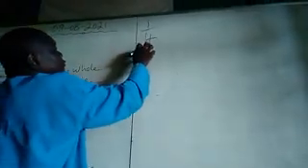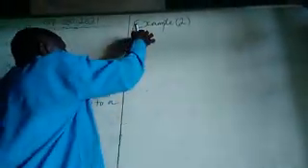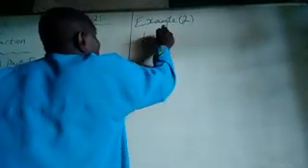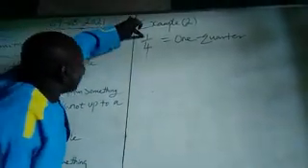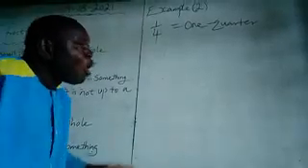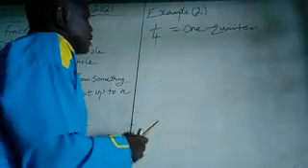Example 2. One over four. Fraction could be seen in this form. One over four means 1/4. That is to say, one part out of four equal parts. One part out of four equal parts. All right? Okay.